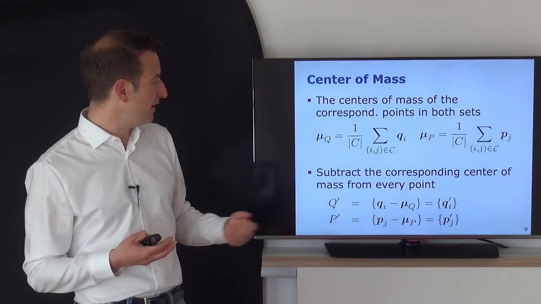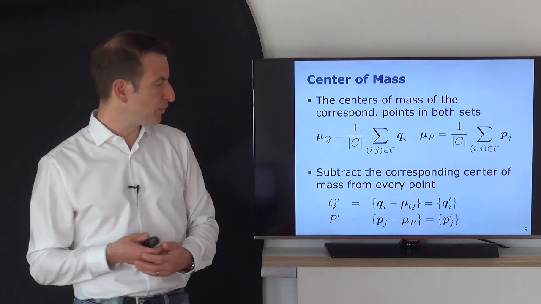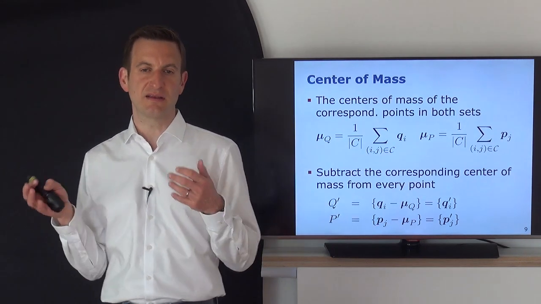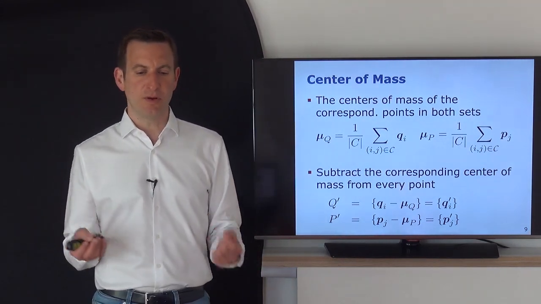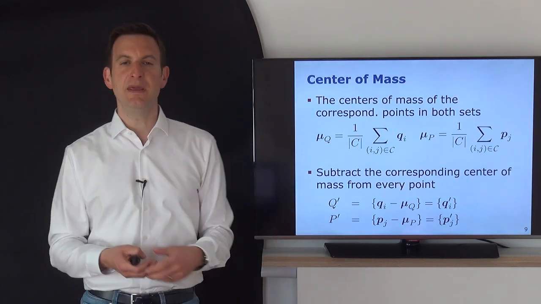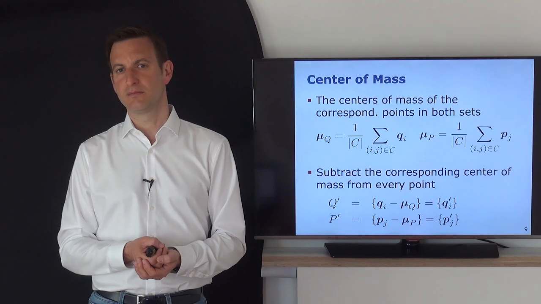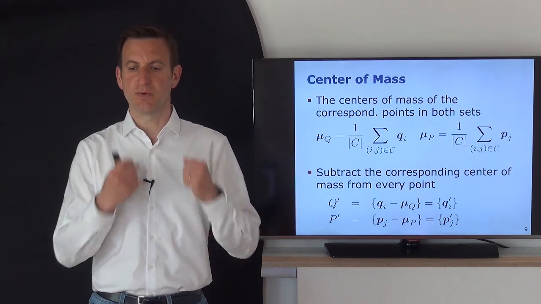of the points P. And then we can generate 2 new point sets, which are the primed ones, Q prime and P prime, which is basically the original point set minus the mean. So we are basically subtracting the mean from every data point. So as a result of this, the new point clouds, the primed ones, Q prime and P prime, are point clouds where the center of mass is 0 and both have the same center of mass. So it corresponds to shifting those points on top of each other.